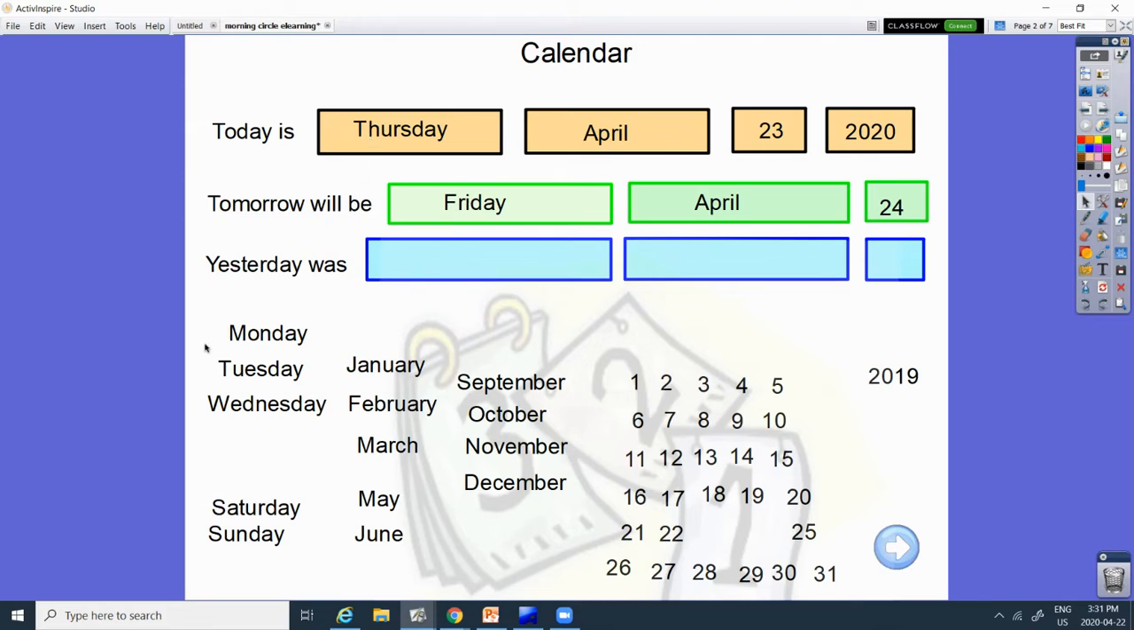And do you remember what day yesterday was? Before Thursday comes Wednesday. Still April, and let's count backwards. 25, 24, 23, 22. Okay. So today is Thursday, April 23rd, 2020.